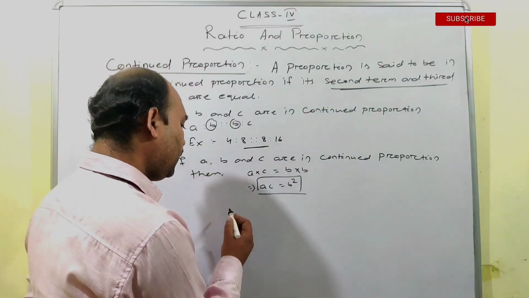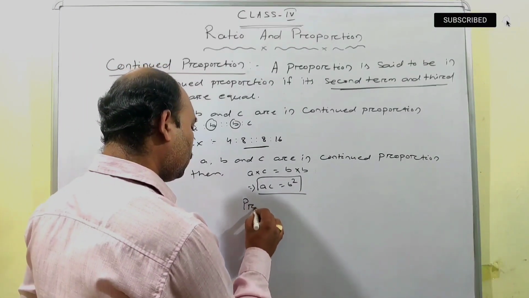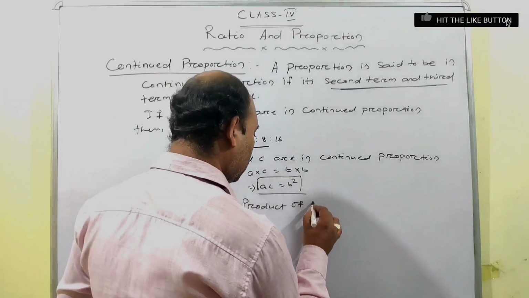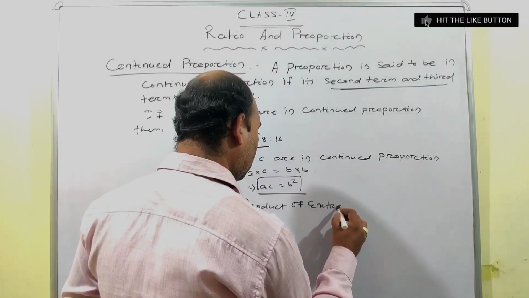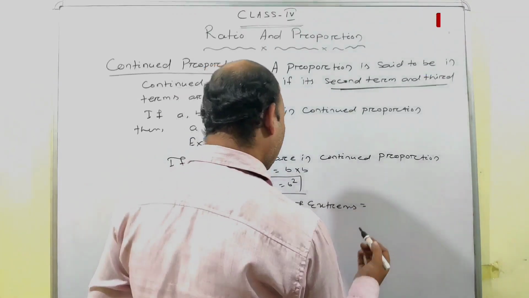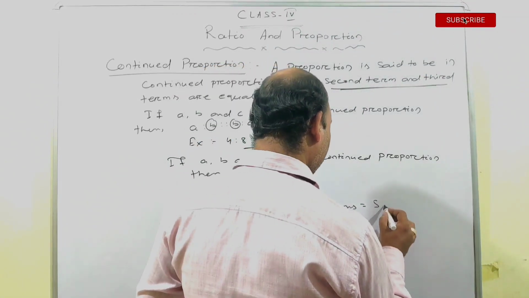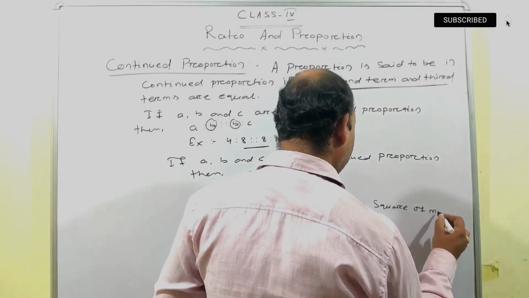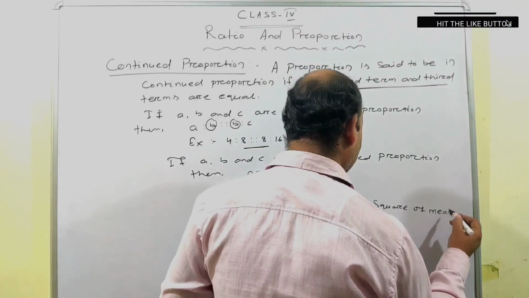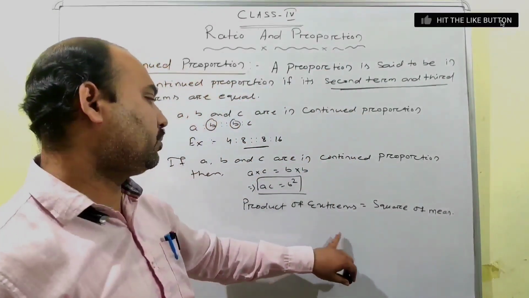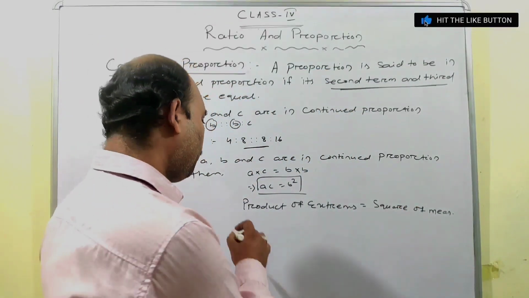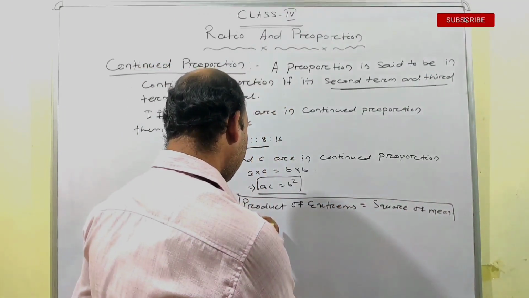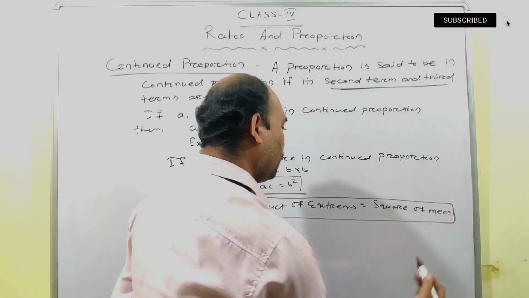It means the product of extremes is equal to the square of the mean. The product of extremes is equal to the square of the mean. It is the formula.